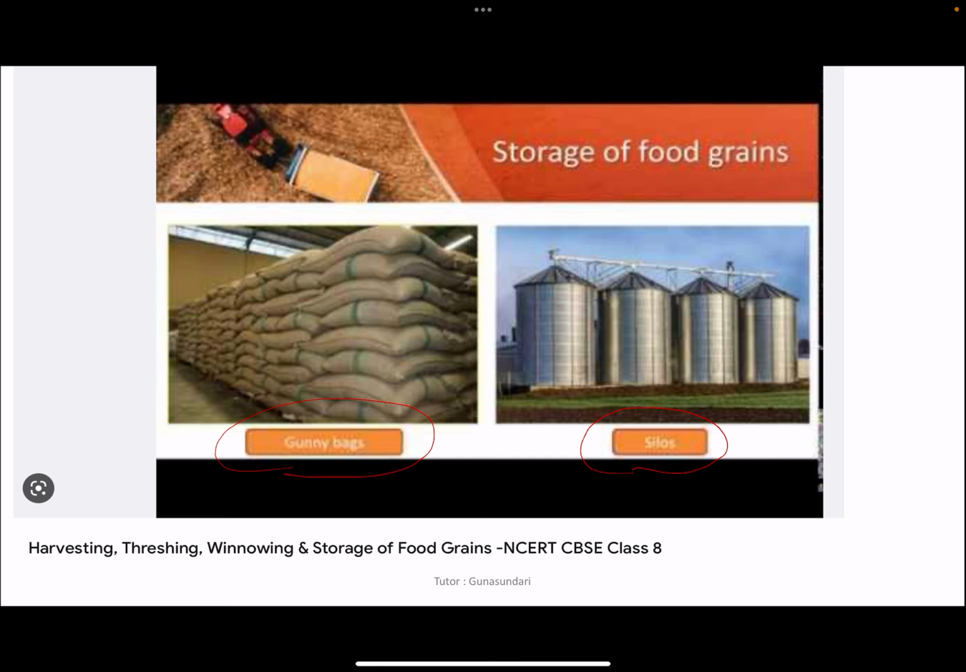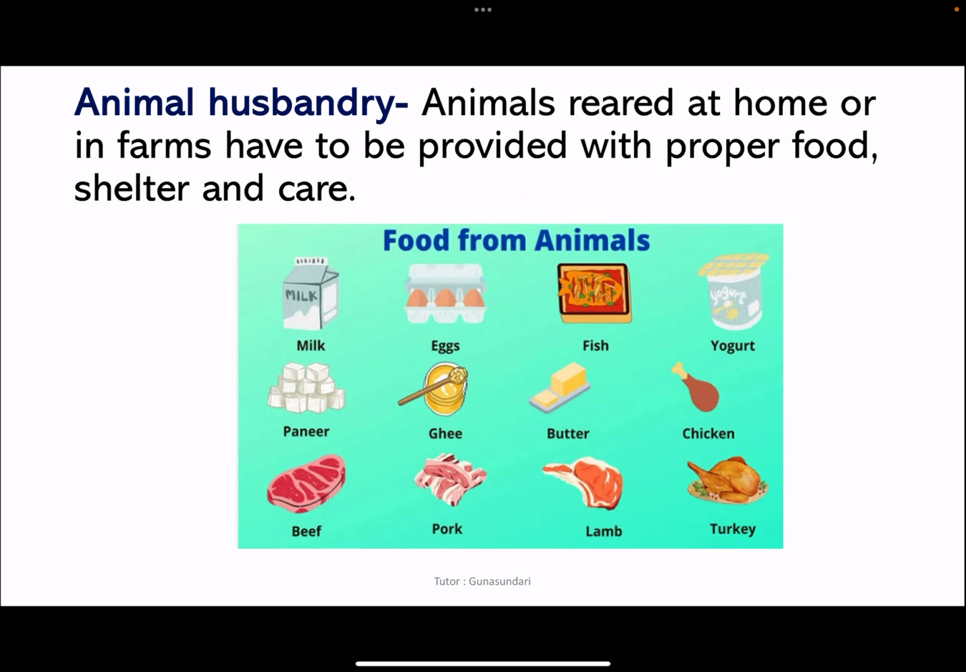When the production of crops is on a large scale, it can be stored in silos. It's like a container, and gunny bags are like jute bags. In the home, we usually use dried neem leaves for storing the food grains. And for storing large quantities of grains in big godowns, specific chemical treatments are required to protect them from pests and microorganisms. And next comes animal husbandry.